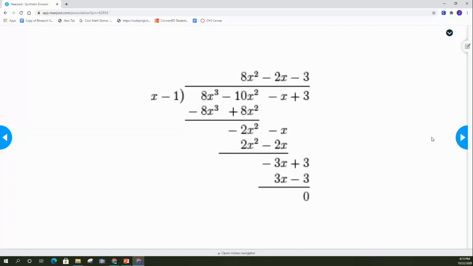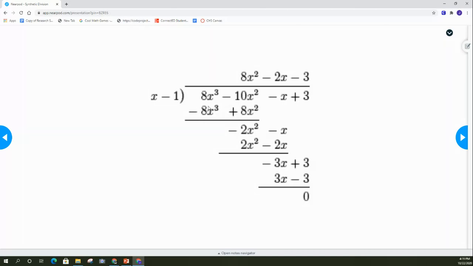Here's another example, maybe a little bit easier to read. Again, we repeat what we just did. The dividend is 8x cubed minus 10x squared minus x plus 3. The divisor is x minus 1. So we ask ourselves, how many times does x go into 8x cubed? If you divide 8x cubed by x, you get 8x squared. That goes up there. Now you need to multiply 8x squared times x minus 1, and I get 8x cubed minus 8x squared.